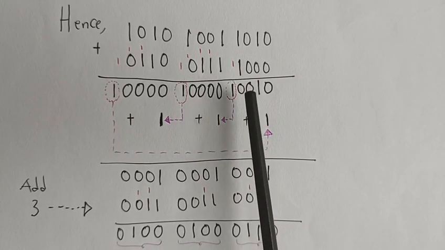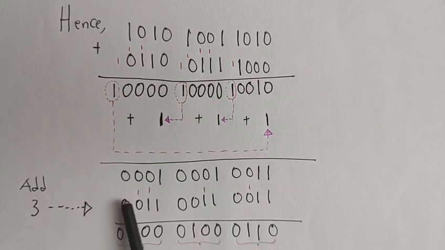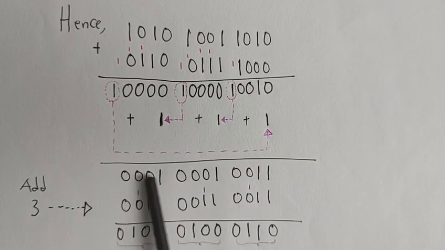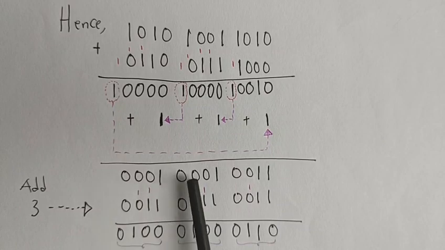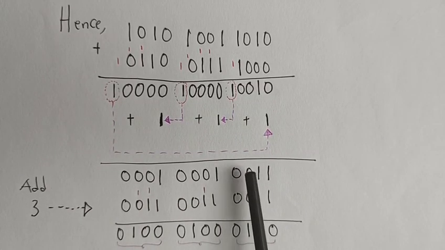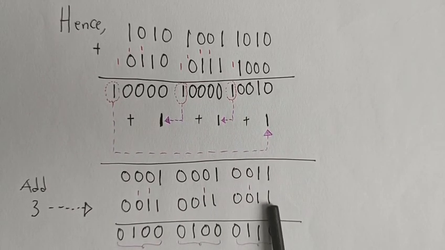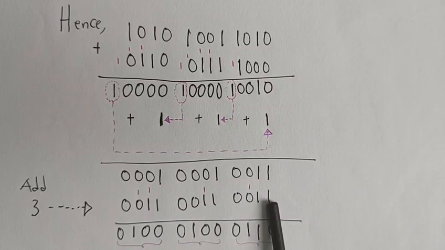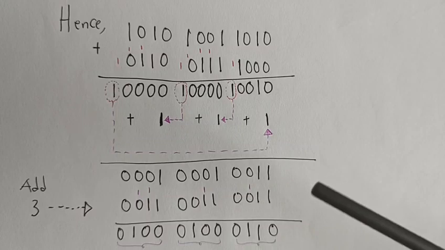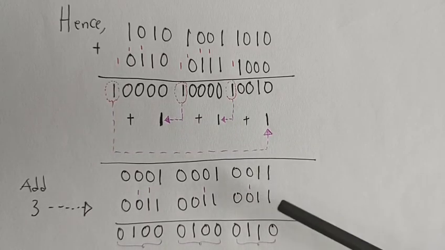So in this case, since carry was generated in every segment of this bit, we need to add 3 to it. It means the result we've obtained, this result we're going to add 3, this result we're going to add 3, and this result we're going to add 3. So this is the rule. So this is rule number 4. Alright, so now let's perform this operation.